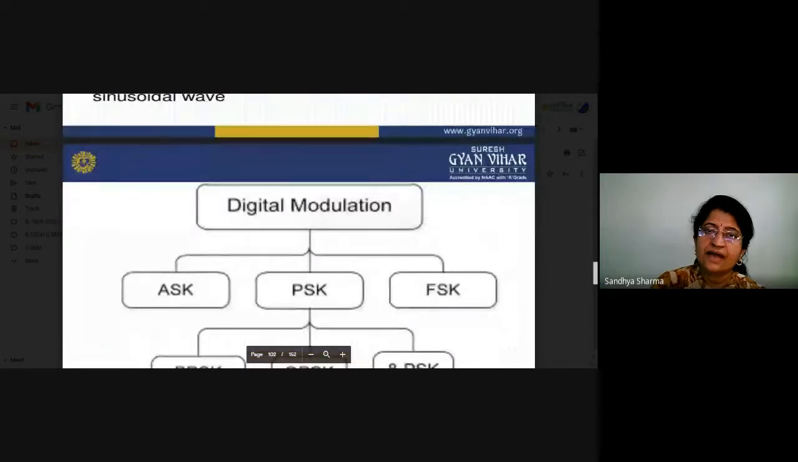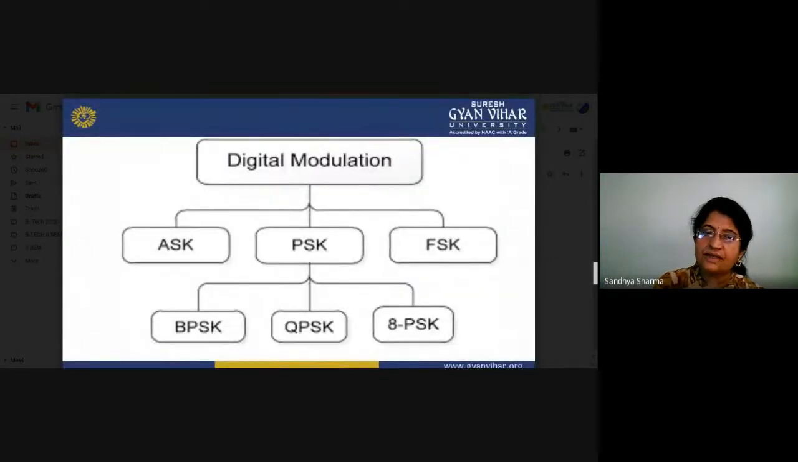So again, we have to classify our digital modulation techniques. As we can see, there is ASK, the full form of ASK is amplitude shift keying. Another one is phase shift keying, and then FSK, frequency shift keying. So that is how we can classify these digital modulation techniques.